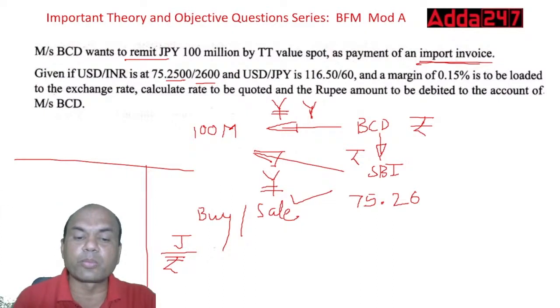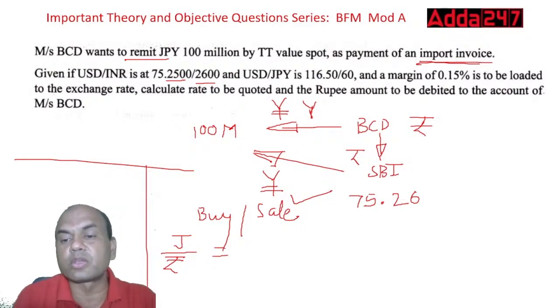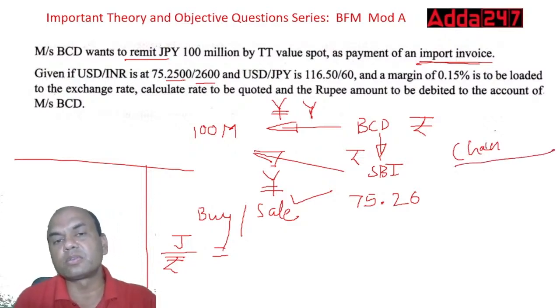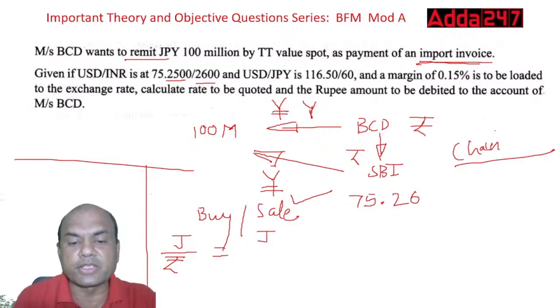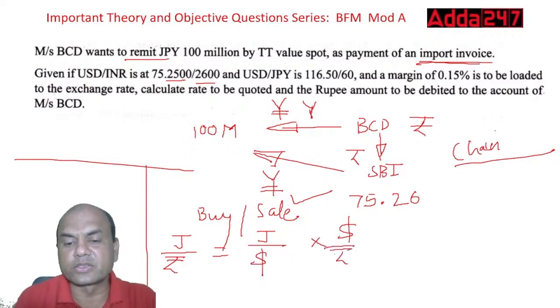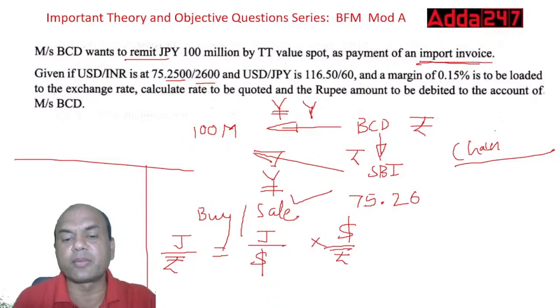So for JPY to rupees we will be using the chain rule now. Chain rule, remember everyone. You had it in your JIB also. You remember the chain rule? Chain rule means what? See, JPY to rupee I want. So what will I do? I'll bring in a currency in between. JPY to dollar into dollar to rupee. See this, dollar can get cancelled. So again it becomes JPY to rupee. Same, right? So here I am bringing in dollar in between.